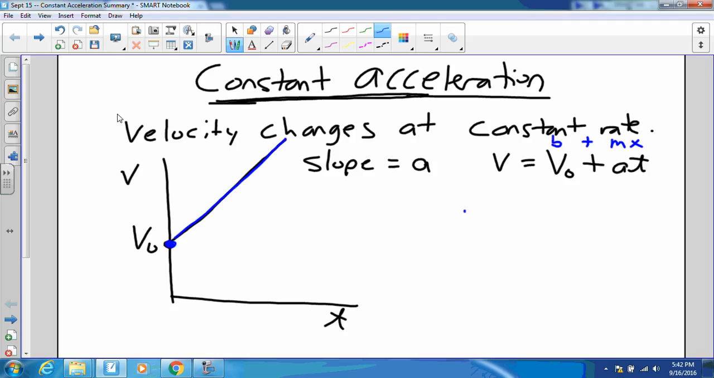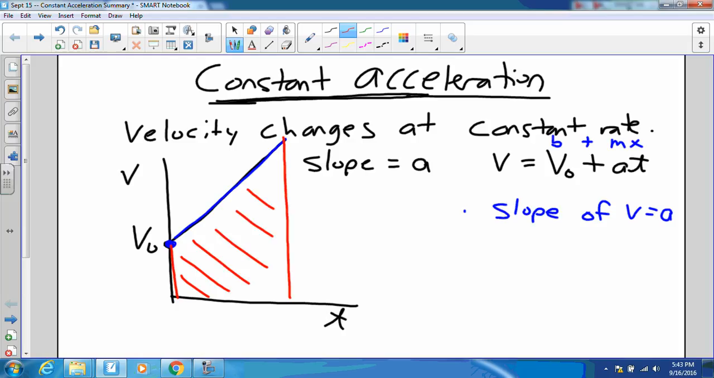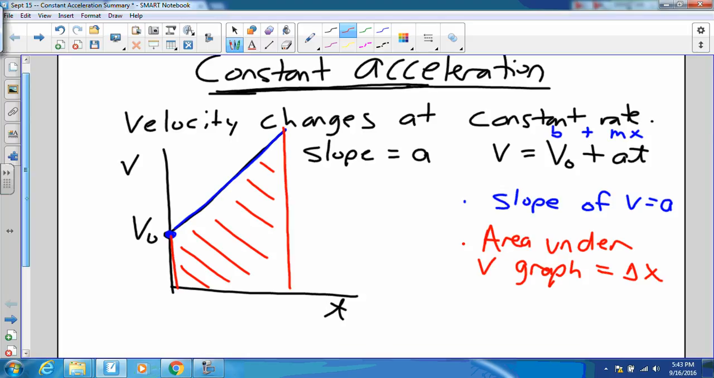So the first thing that you want to see about the graph of velocity, which is really kind of magic. We like the velocity graphs because they give us a lot of information. And the first piece of information that it gives us, the slope of the velocity graph, is the acceleration. And the second thing that we talked about in class is that the area underneath the velocity curve, all of this shaded area right here, gives us the displacement. The area under the velocity graph is the displacement delta x.